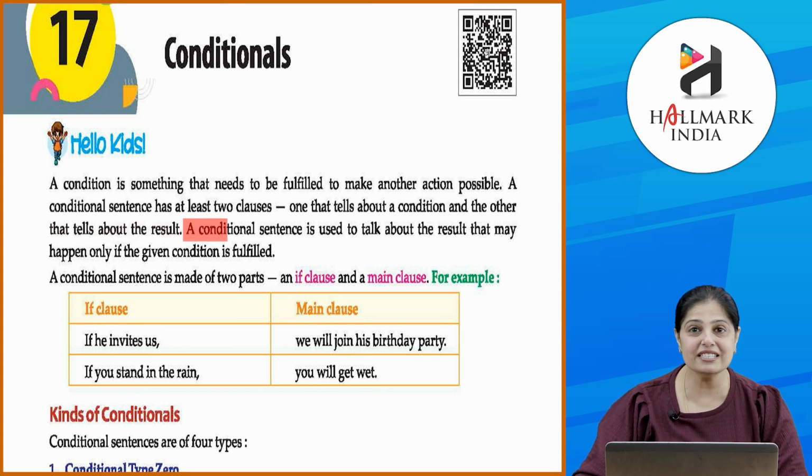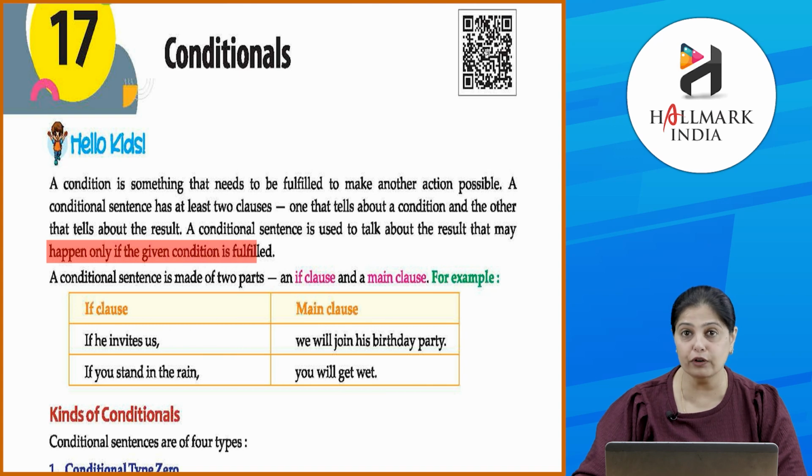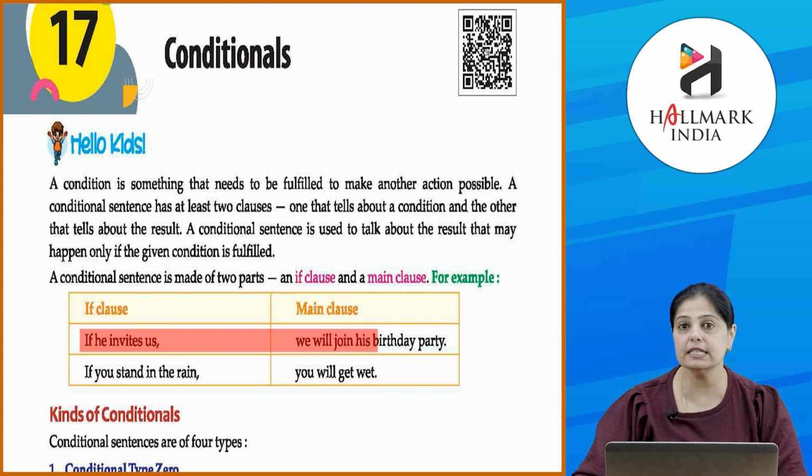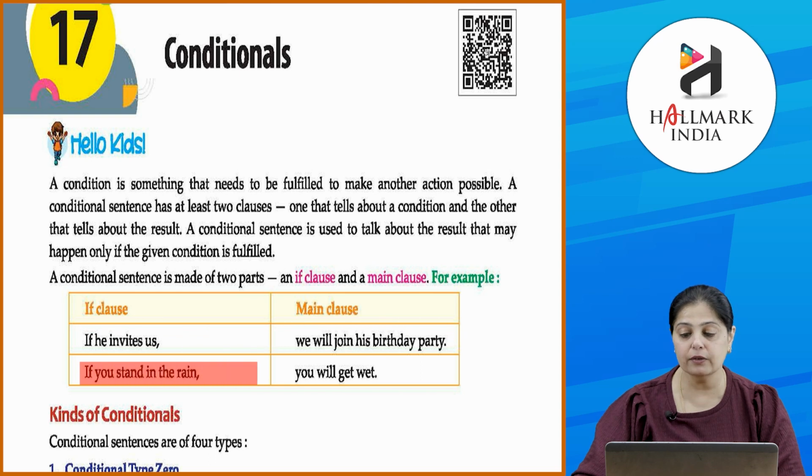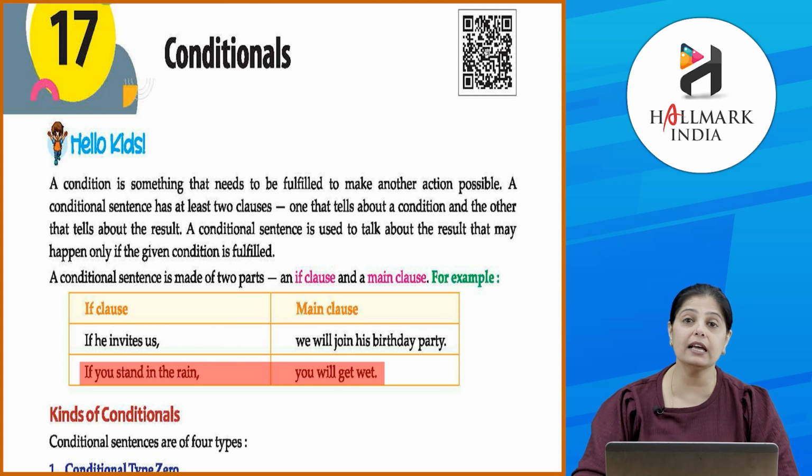Clear? A conditional sentence is used to talk about the result that may happen only if the given condition is fulfilled. Clear? A conditional sentence is made of two parts. Conditional sentence में दो parts होते हैं. एक होता है if clause, and एक होता है main clause. Okay? So if he invites us, we will join his birthday party. If you stand in the rain, you will get wet. Clear? So अब conditions के भी अलग अलग types होते हैं.